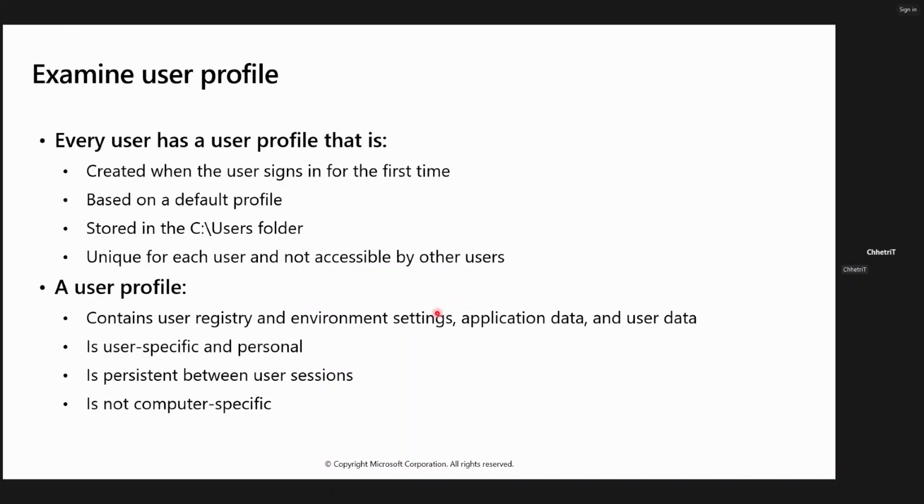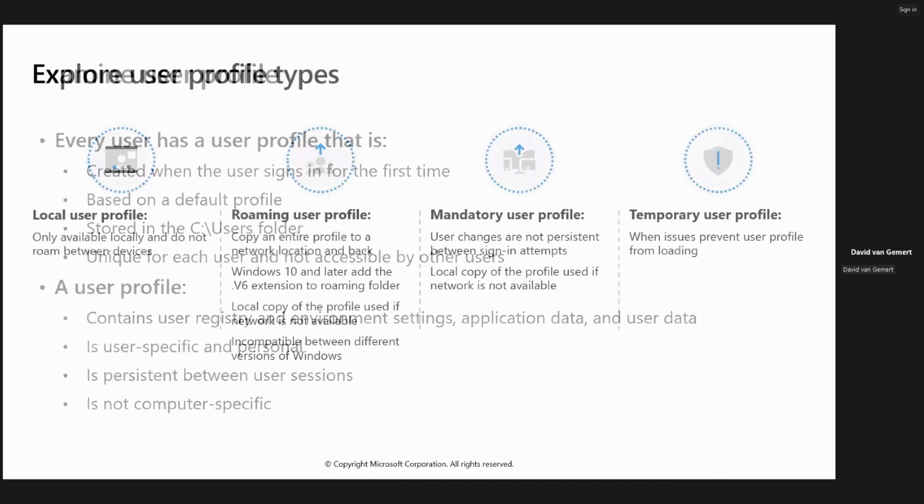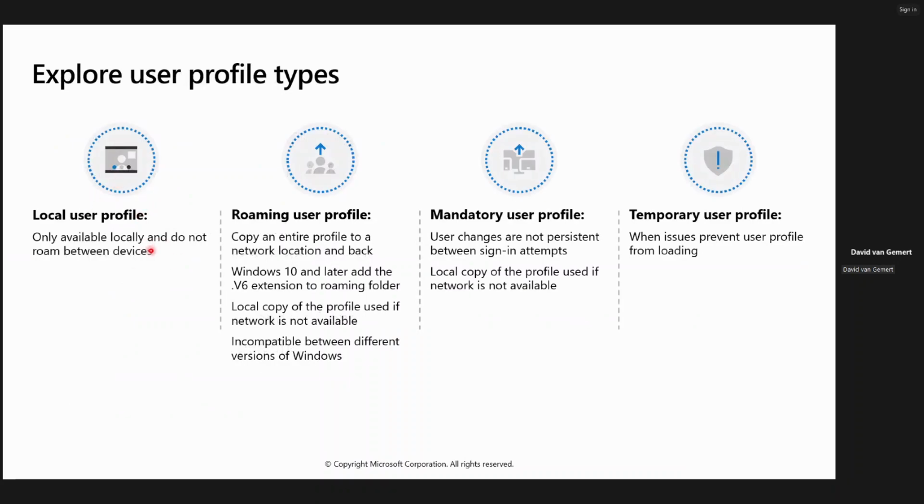Okay, so we have mentioned the standard user profile, only available locally, doesn't roam. We spoke about the roaming user profile. So I mentioned there Windows 10 and later add the .V6 extension to the roaming folder. I actually think there used to be, didn't there? Yeah, in the student book, if you scroll further down past temporary user profiles, I think there's a table that lists out some versions.